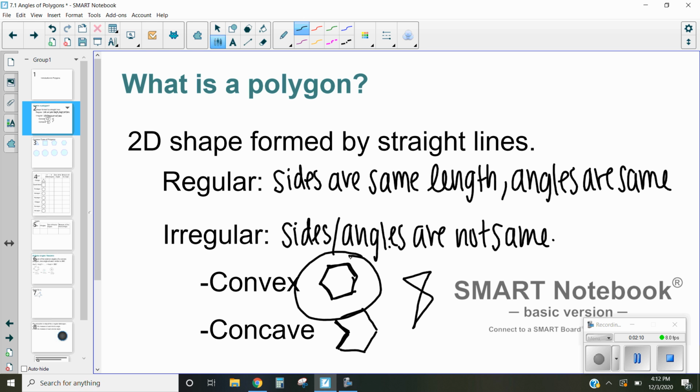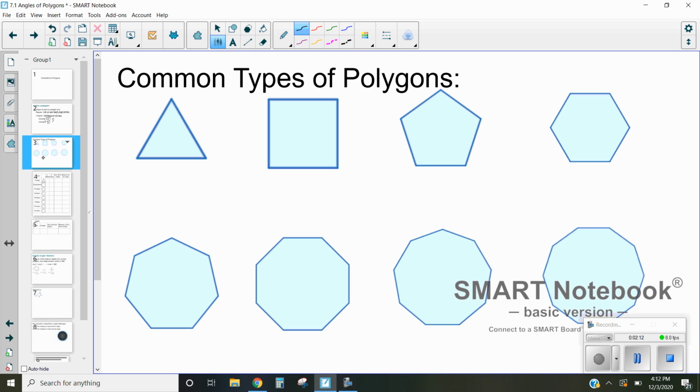So let's take a look at some of the common types of polygons that we often see. This one is called a triangle, as we know. Notice how it has 3 sides and 3 angles. This one we might call a square when it is a regular polygon. When it's an irregular polygon, what we call this is a quadrilateral, which is a really fancy way of saying 4-sided shape.